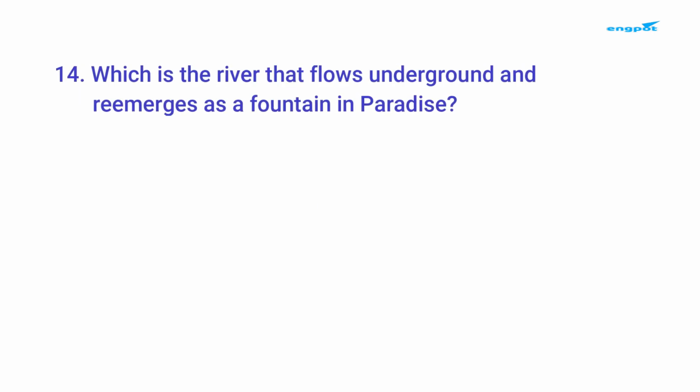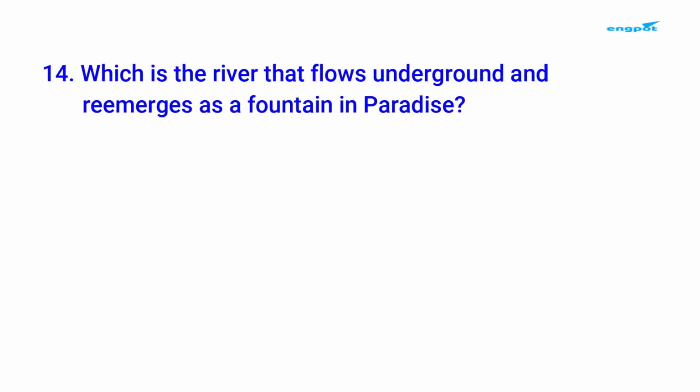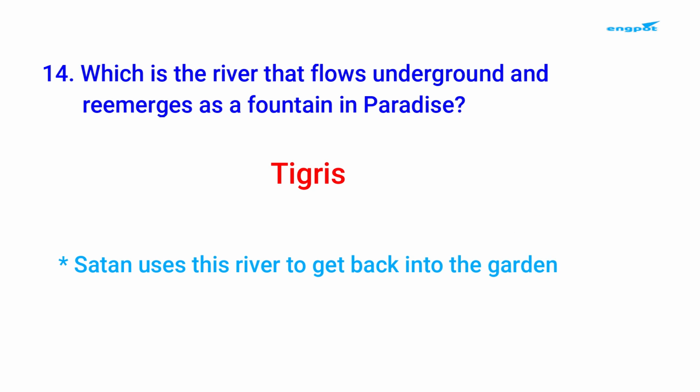Which is a river that flows underground and re-emerges as a fountain in paradise? Tigris. And Satan uses this river to get back into the garden.